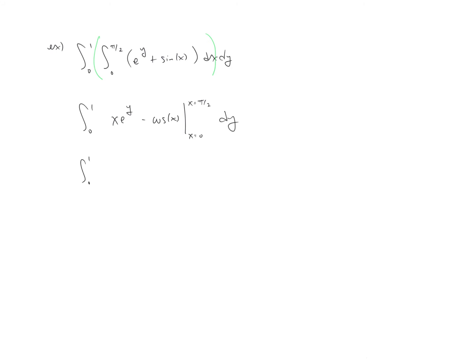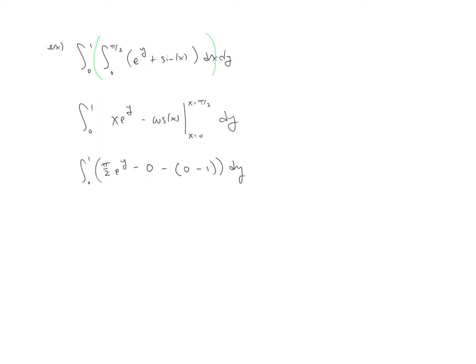Again, I'm only plugging the pi over 2 and the 0 in for the x's. So that's going to be pi over 2 e to the y minus, when I plug pi over 2 in here, I get a 0. Then we'll have minus, and then a 0 minus 1, dy. So when I plug the 0 in, that zeroes that out. When I plug the 0 in here, that gives me the 1.